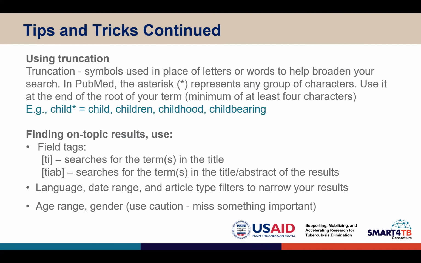To continue some more tips, there's a thing called truncation. Truncation are the symbols that we use in place of letters or words to help broaden our search. In PubMed, the asterisk, that little star, represents any group of characters. You use it at the end of the root of your term. That root has got to have a minimum of at least 4 characters.